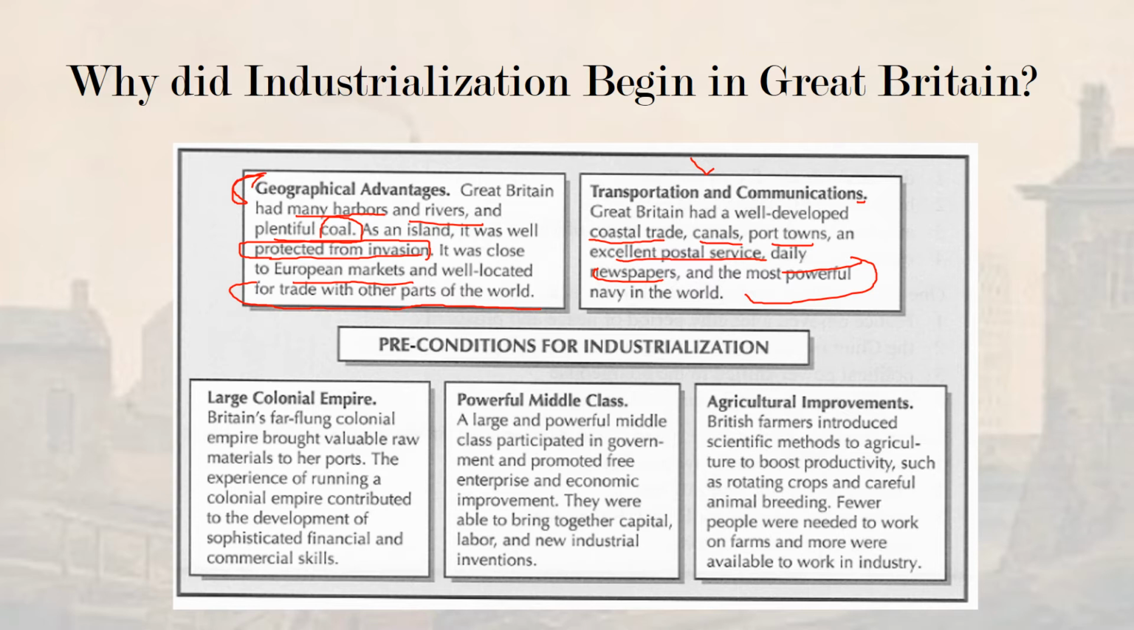They eventually would have a large colonial empire, which brought raw materials. We'll talk about this more in our next unit. To ports, like cotton to create new textiles. They had a powerful middle class. This is that wealthy gentleman class that participated in government and promoted this idea of free enterprise. They were able to bring in the money, bring in the capital, and come up with new industrial inventions. And they had the agricultural improvements of that revolution, the scientific methods of farming, rotating crops, animal breeding. Fewer people needed to work, which means those people could then work in industry. So all of this ties together.